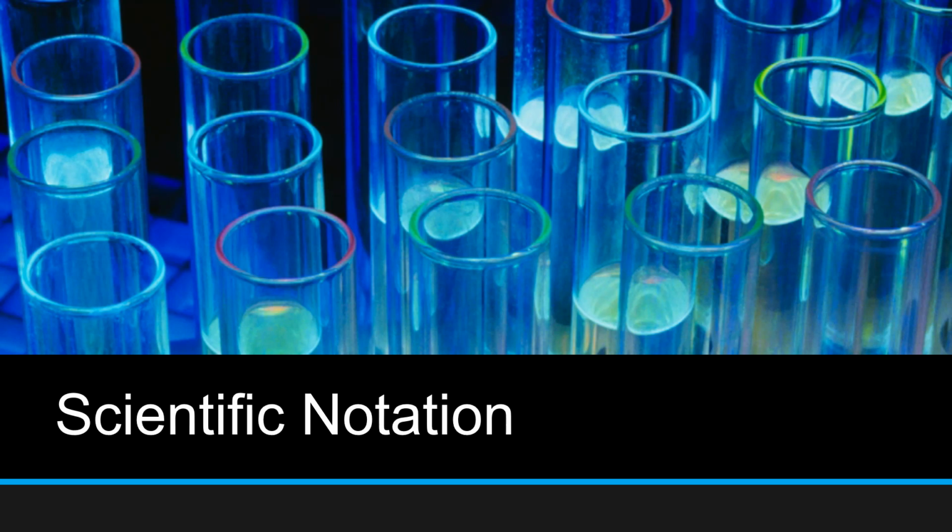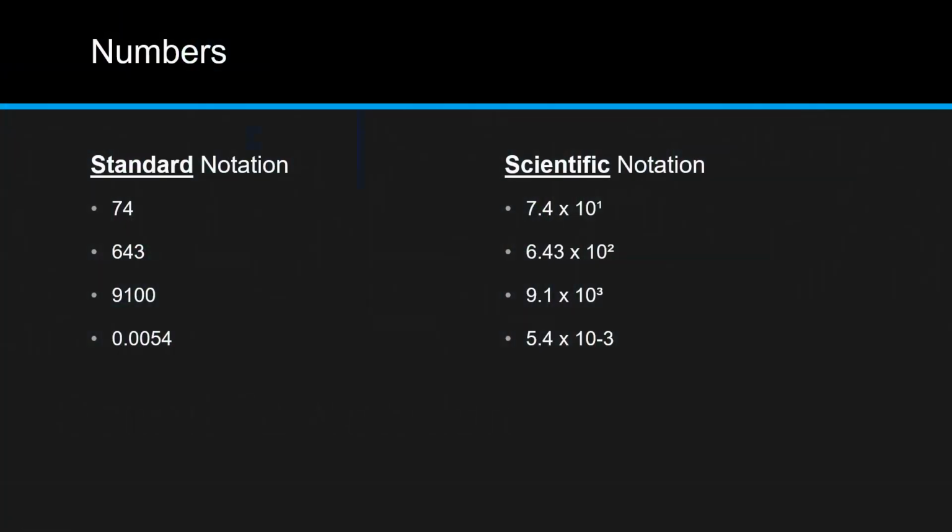This video is about scientific notation. On this slide, I have a comparison of standard notation and scientific notation. The left is standard notation, which is just your everyday typical way that we write numbers. This is like 74, 643, 9,100, and 0.0054.